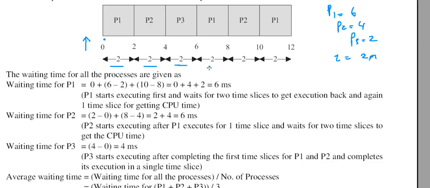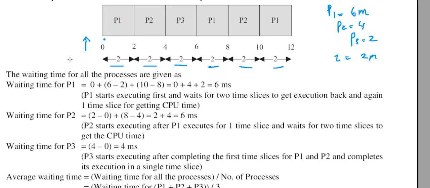You have to fix the time axis: 0, 2 milliseconds, 4, 6, 8, 10, 12. Like that, you keep on dividing by 2. Each time slice is 2, 2, 2, 2, 2, 2, and each process should be given 2 milliseconds. P1's total job is 6 milliseconds. In the first time slice it is given 2 milliseconds.